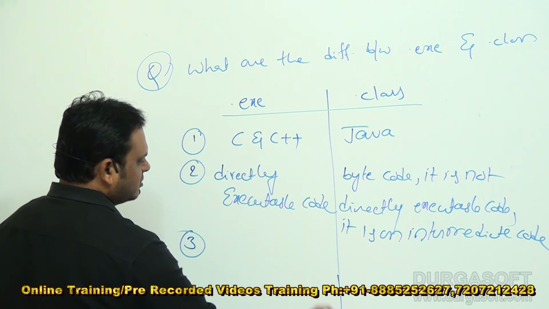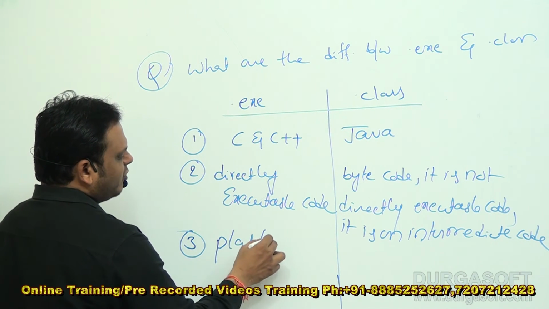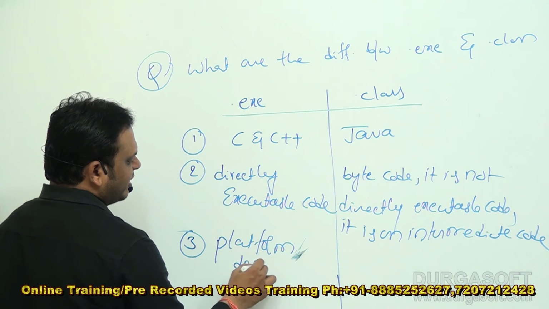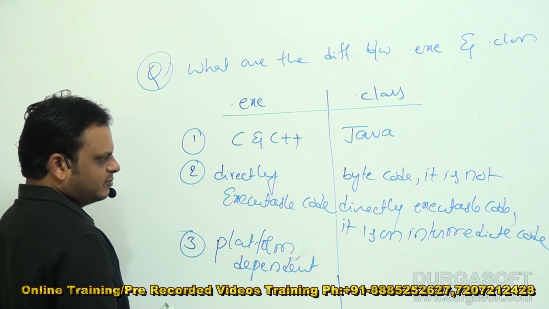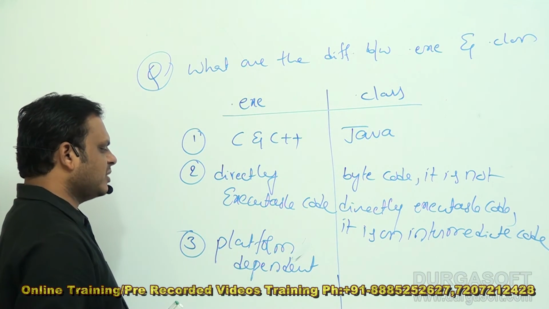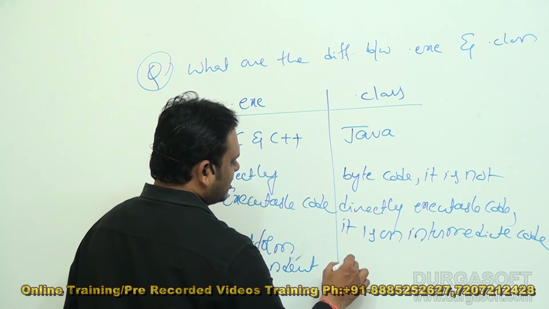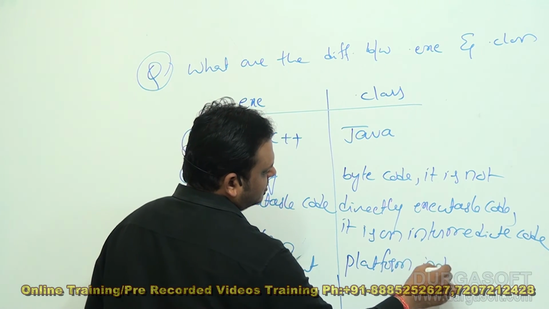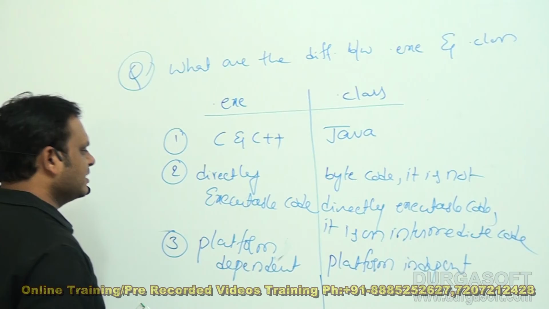Third difference. The .exe file is a platform dependent file. On whichever operating system we compiled the C program, the same operating system we have to use to execute our program. So this nature is which one? Platform dependent. The .exe file is a platform dependent file, whereas the .class file is platform independent. Why? Because it contains neutral code only. It does not have any dependent code here.